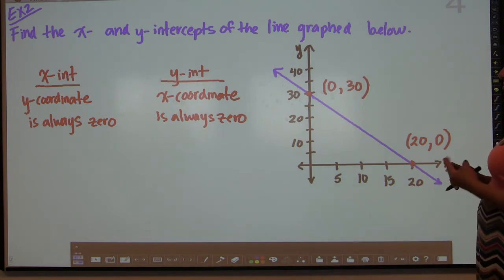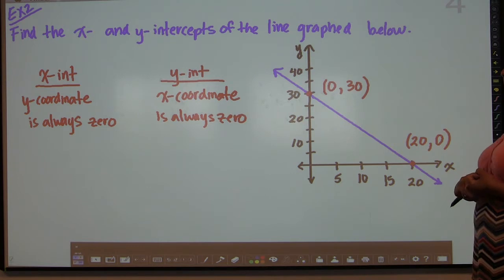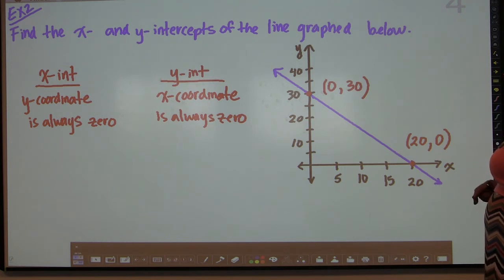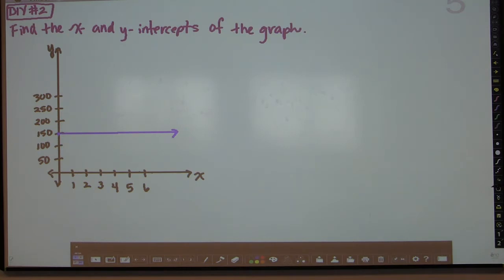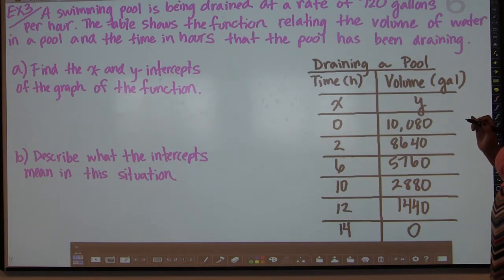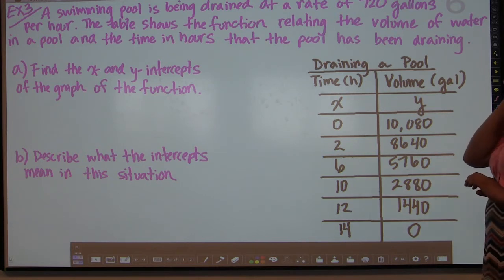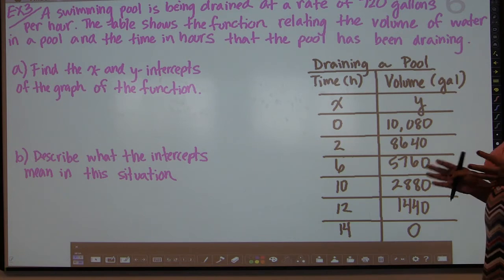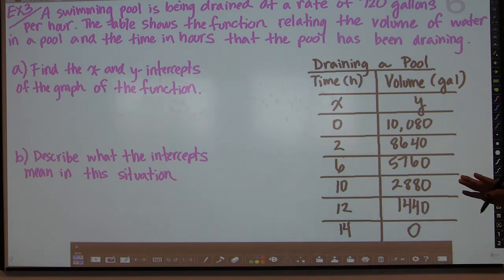Okay, so again, in order to be the x-intercept, the y-coordinate is always 0. In order to be the y-intercept, the x-coordinate is always 0. And that is how you find the x and y intercepts of the line. So now we're going to have you find the x and y intercepts of this graph. And then we're going to move on to how to find the x and y intercepts from a table. Okay, so it should be really easy based on what I told you in the previous example.